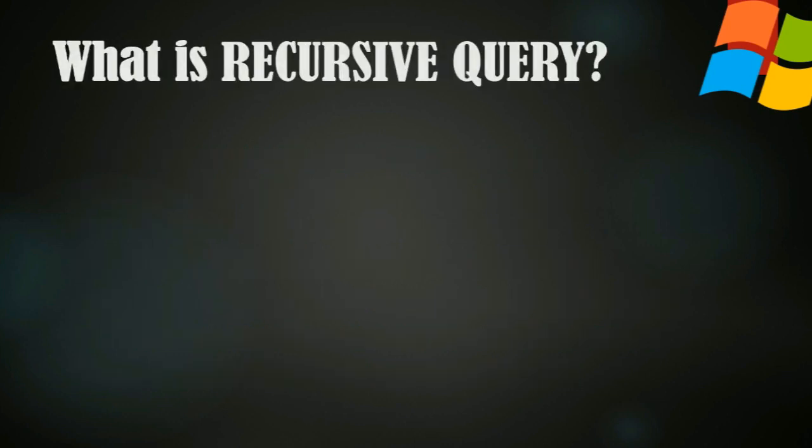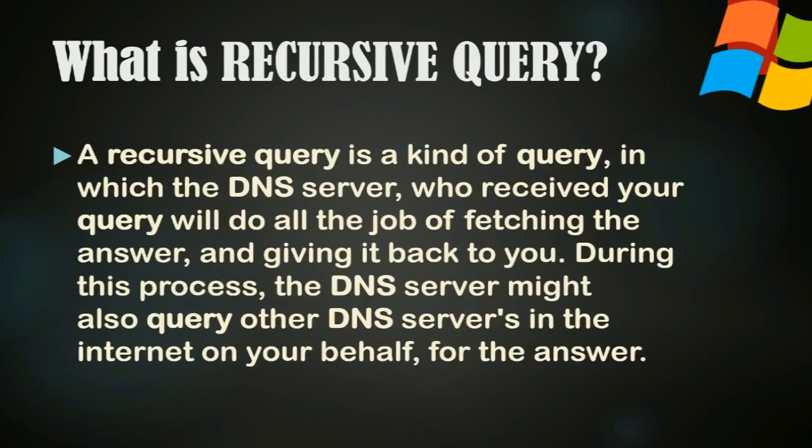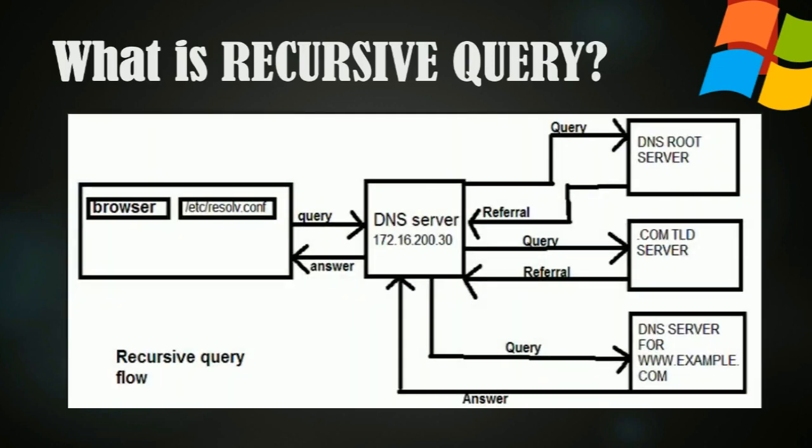What is recursive query? A recursive query is a kind of query in which the DNS server who received your query will do all the job of fetching the answers and giving it back to you. During this process, the DNS server might also query other DNS servers in the internet on your behalf for the answer. You can see the example in the pic.